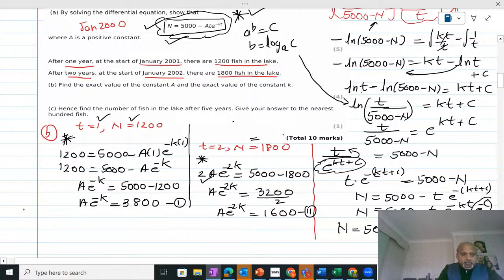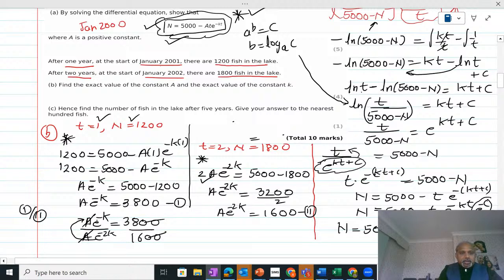Now divide 1 by 2. Do not put in substitution. So A e to the power minus k is 3800, left-hand side divided by right-hand side, A e to the power minus 2k is 1600. The two zeros cancel. A and A cancel. E to the power minus 2k is going up, so the power will be positive.